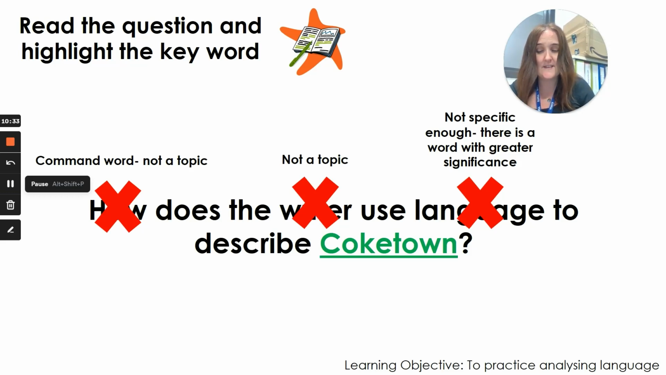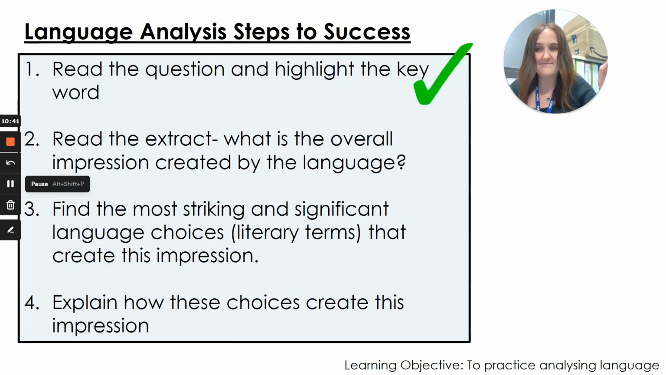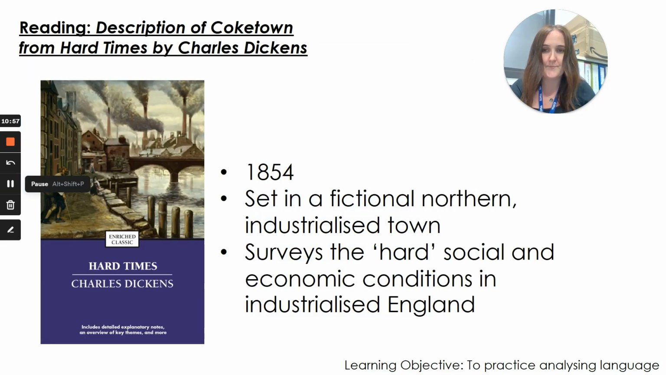So if you didn't get any of those, can you just track why you've made the error so that we don't make it in future? Okay, so we've now read the question and highlighted the keyword, so you can give us a big tick next to the first step to success, and we'll now move on to the second. The second one is reading the extract and thinking about the overall impression created by the language.